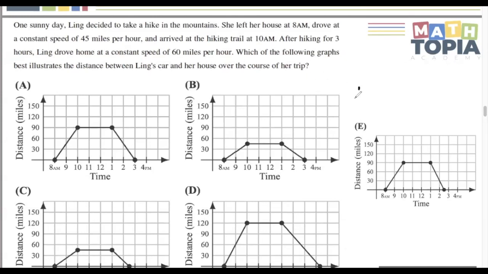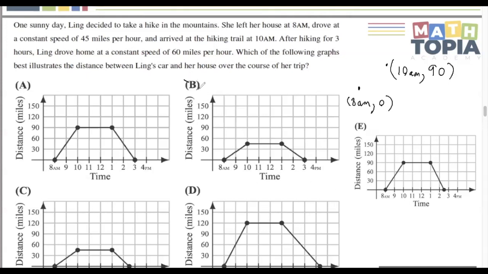Well, it should start at the point with an x value of 8 a.m. and distance in miles of 0, right? And it seems like all the graphs do that. But the point it ends at should be, well, arrives at 10 a.m. And if she drove at 45 miles an hour and took 2 hours to do that, then she would have gone 90 miles, right?